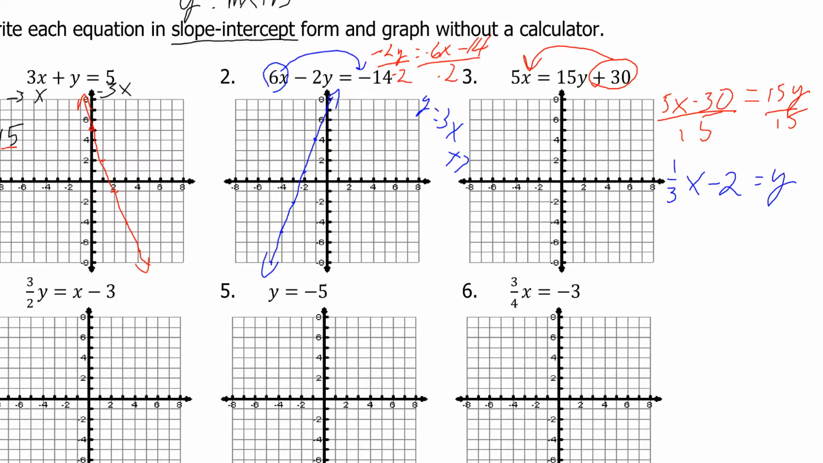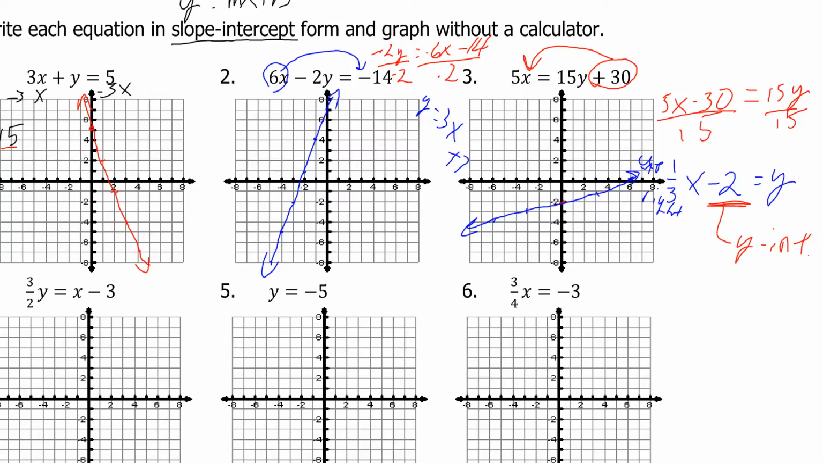This part right here, the negative 2, is going to be the y-intercept, where it crosses the y-axis. So we put a dot right there at negative 2. Then this 1/3 means we're going to go up 1, right 3. Up 1, right 3. Then we connect our dots, and there it is. Very simple, very easy, right?